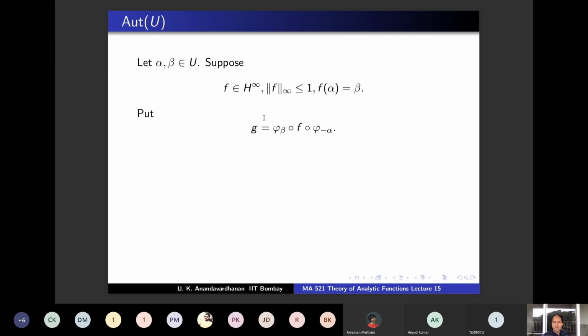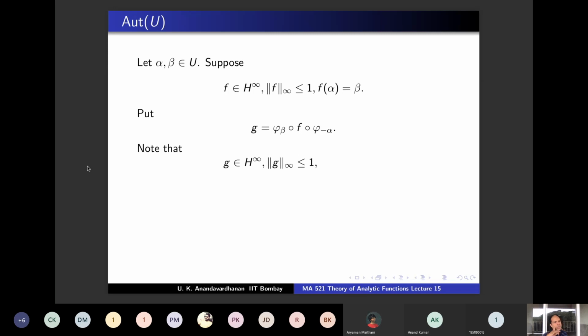It could be 1 also because f might take value 1. So if f takes value 1, then phi beta takes that to the boundary, so the boundary value also is 1. So it could be 1 also, but anyway, it's at most 1. So you have shown that g is in H infinity and the norm of g is less than or equal to 1. And what is g of 0?